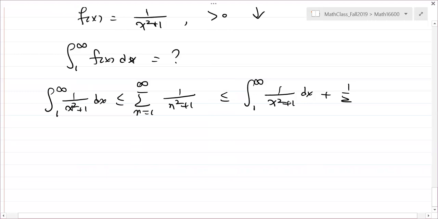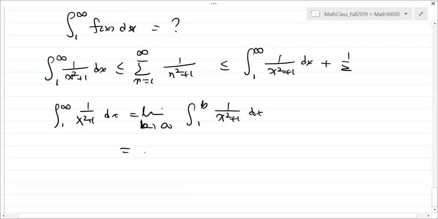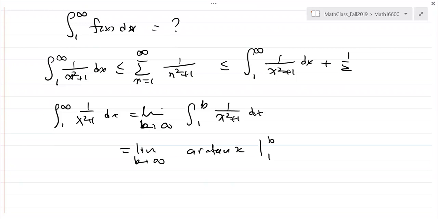Yes, we can. This is going to be the limit as b approaches infinity, and the antiderivative of 1 over x squared plus 1 is going to be arctangent x. Okay, arctangent x. And arctangent b approaches pi over 2 as b approaches infinity.